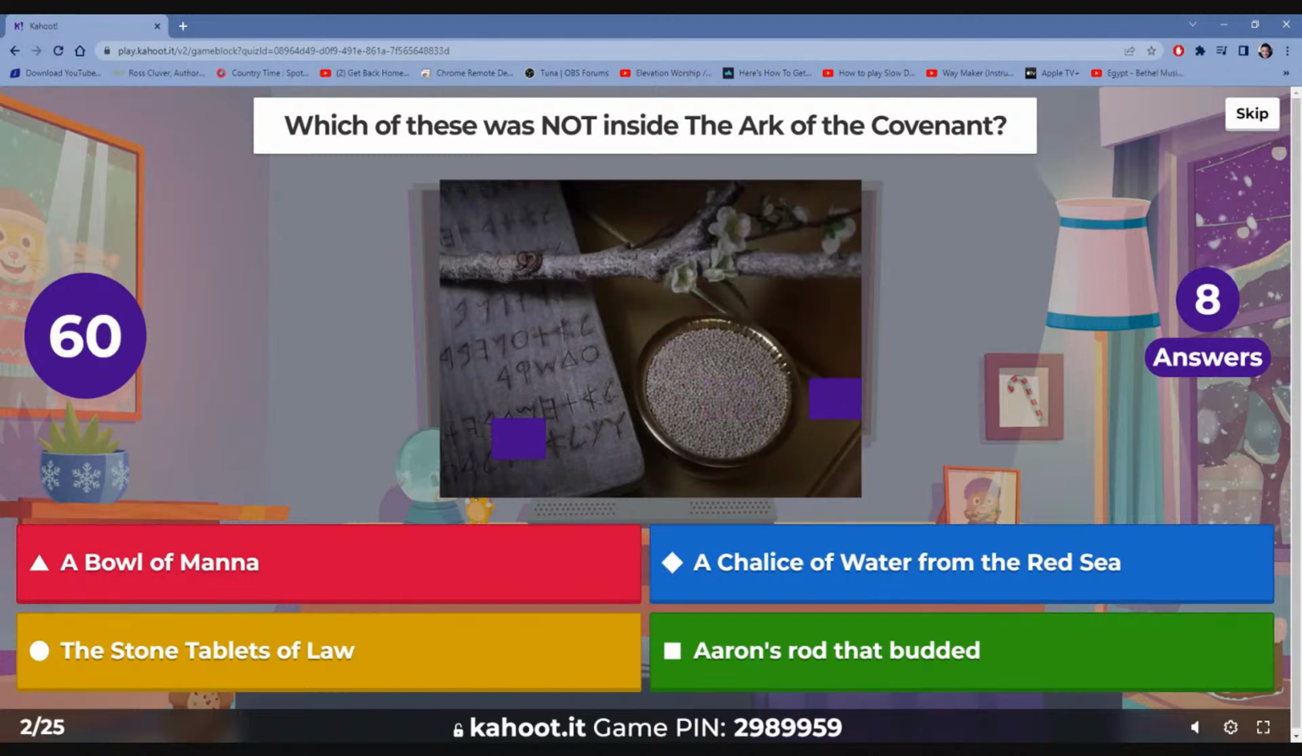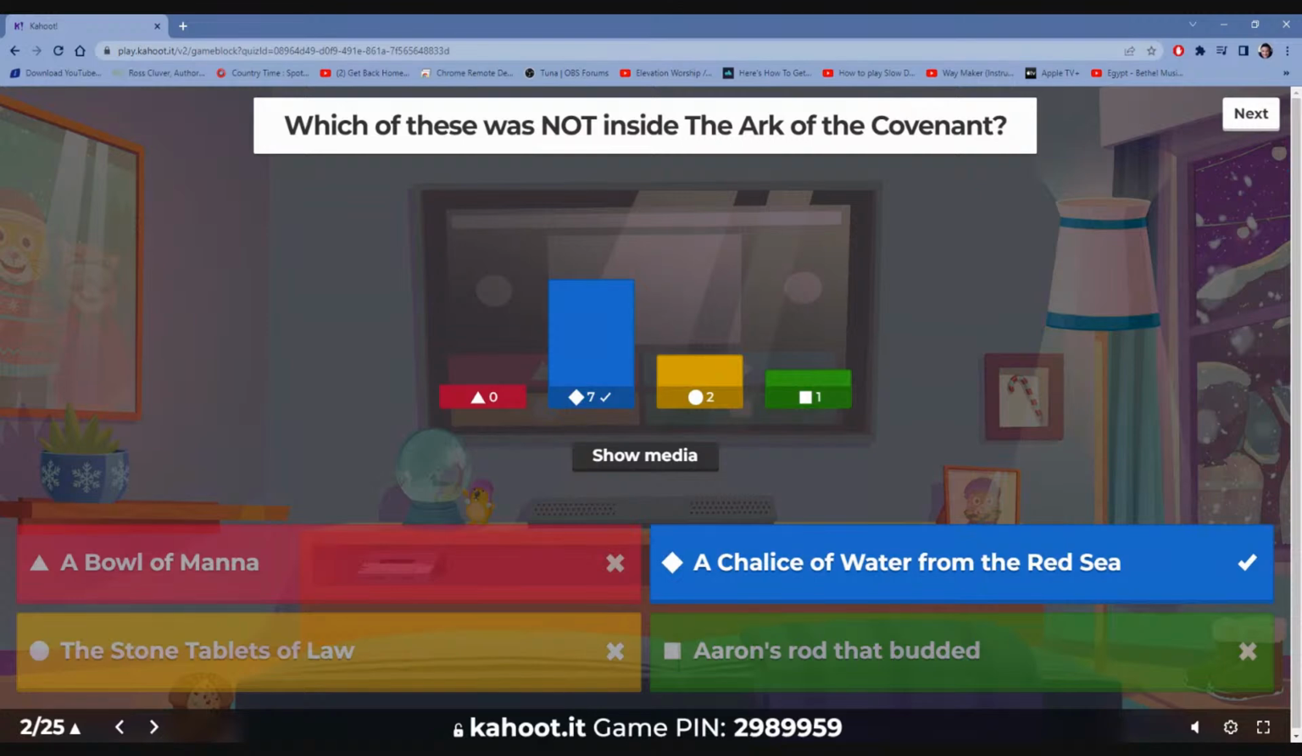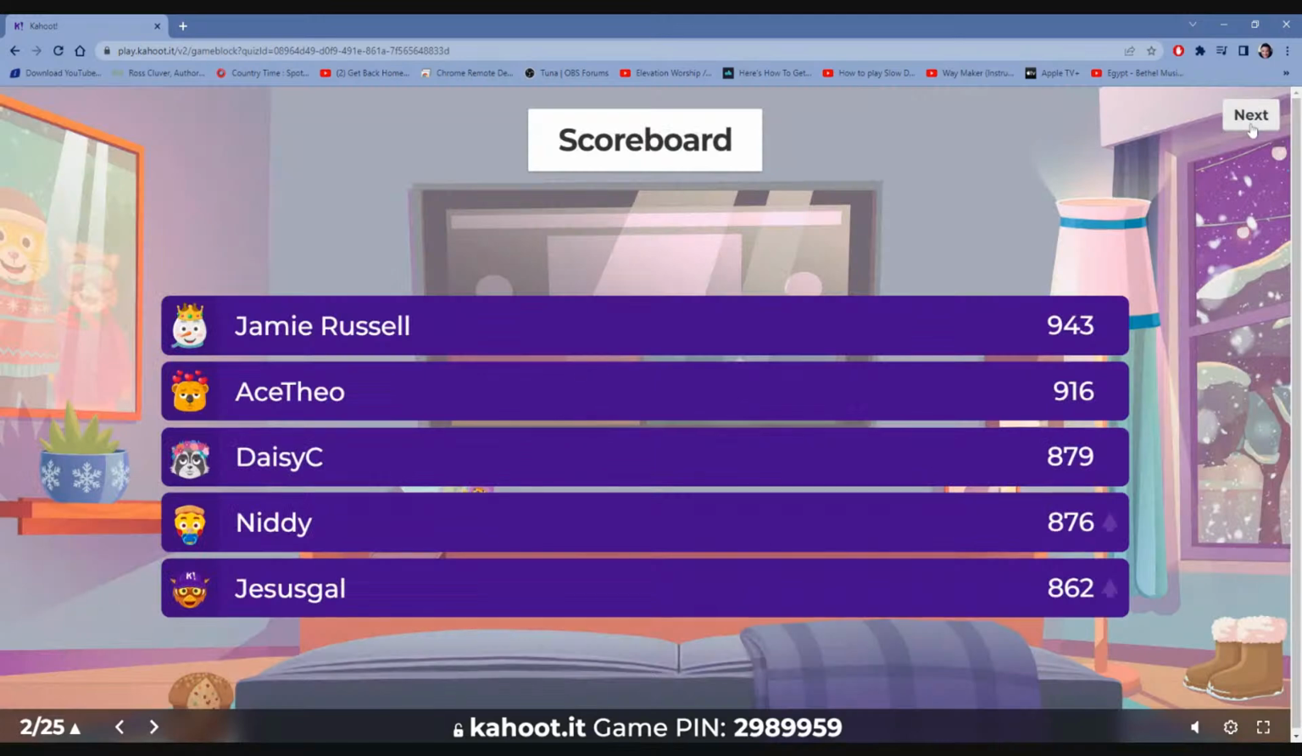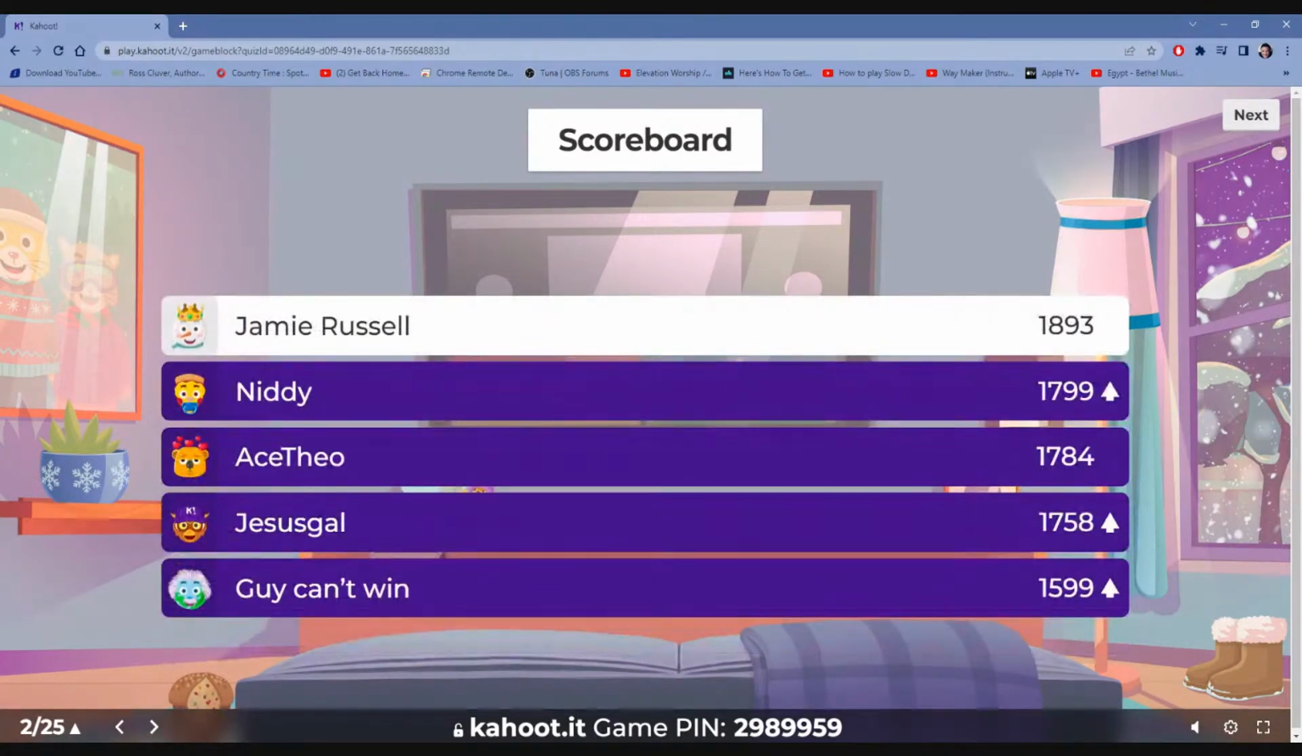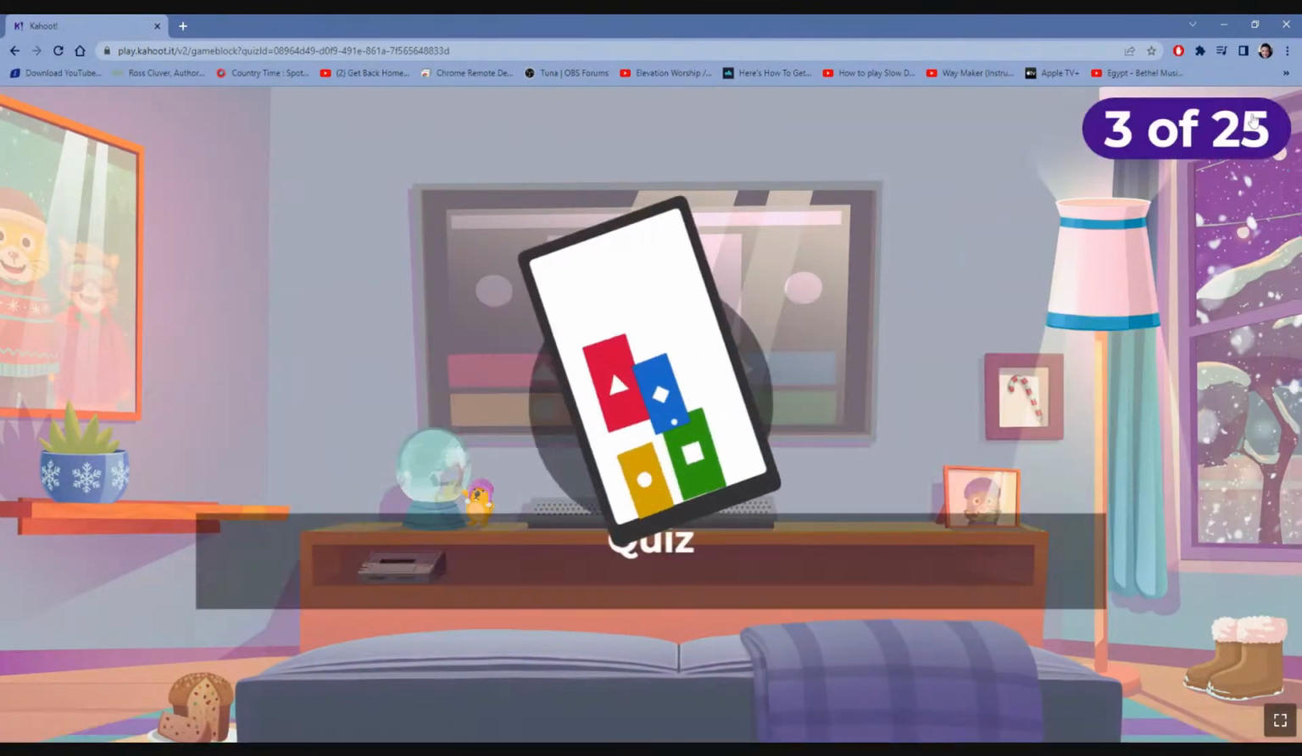But there are two extra that are mentioned in the book of Hebrews, so there's a way that you can look it up. I think we got everybody. I know what the right answer is. Oh, and there's more people in here. We got 10. Sweet. And a lot of people knew this one. That's good. A chalice of water from the Red Sea. In the book of Hebrews, it mentions there was a bowl of manna and Aaron's rod in there. So sorry to make that a little difficult. But Jamie Russell continues with the lead. Nitty's backed up and down by just 104.